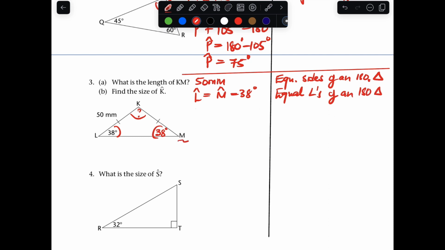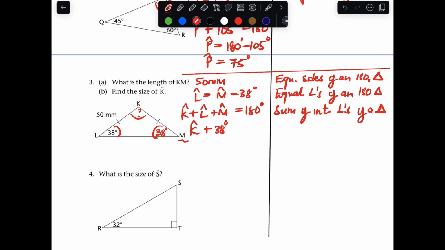So if we have M is 38, we'll do the sum of the interior angles. So we'll say K, the one that we're looking for, plus L plus M equal to 180. The reason is the sum of interior angles of a triangle, right? So K is the one that we're looking for, and L is 38 degrees and M is 38, equal to 180.